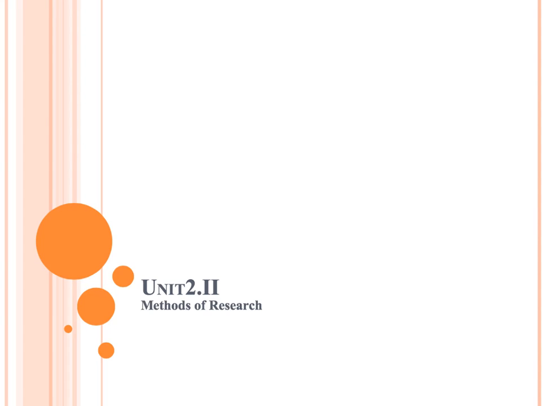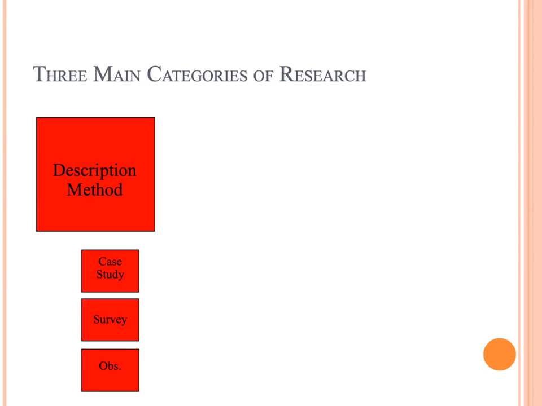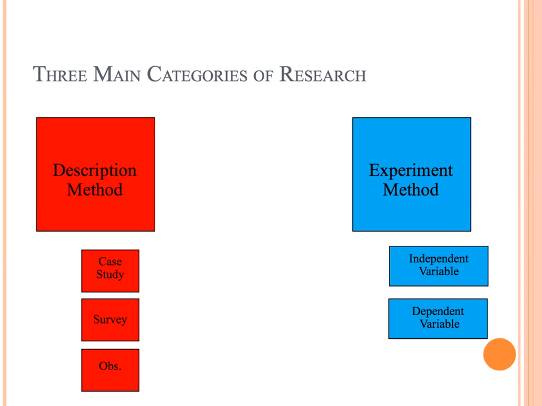In Unit 2.1, we will discuss the three main methods of research. These include the descriptive method, or the description method, which also incorporates case studies, surveys, and observations. It will also include the experimental method, which seeks to determine the relationship between the independent variable and dependent variable. Remember that the experimental method focuses on causation, how one variable causes the other.